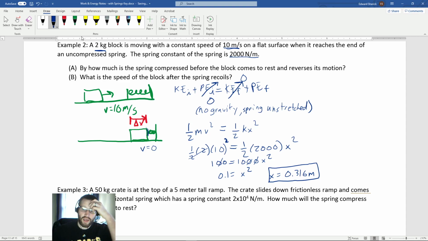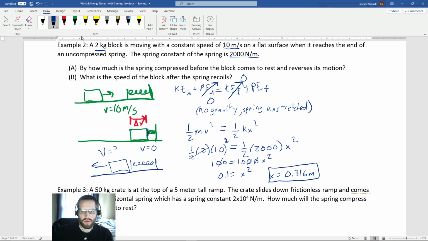What is the speed of the block after the spring recoils? So you might think, oh, we've got to set up another equation. We've got to look at once the spring gets back to its unstretched length here. How fast is the block moving this way?